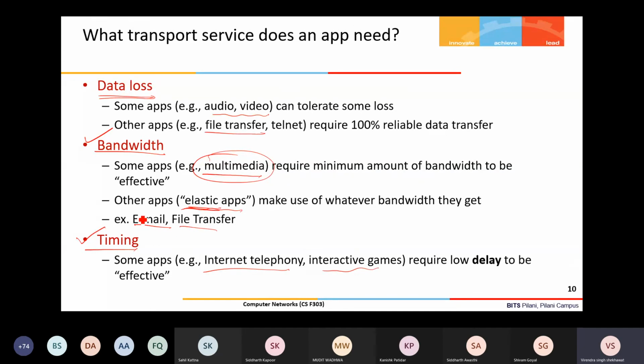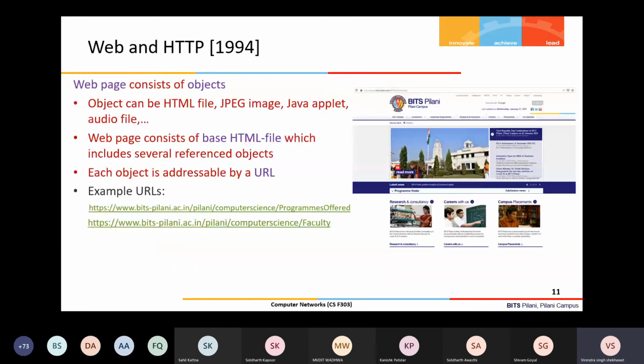But for a file transfer application, the delay can be more. The only thing is it is going to take more time, and that's not a problem. Even if it reaches too late, it's okay. Mail application also, if mail arrives late, that's okay. So these are the three parameters. Based on them, we decide what service the application should use.